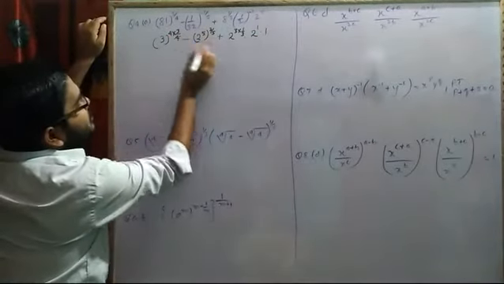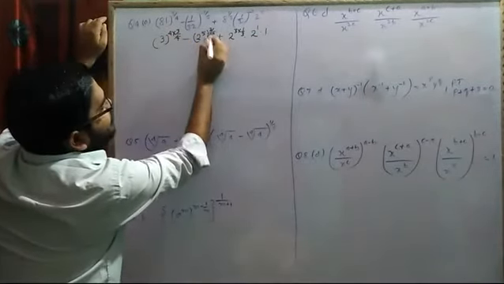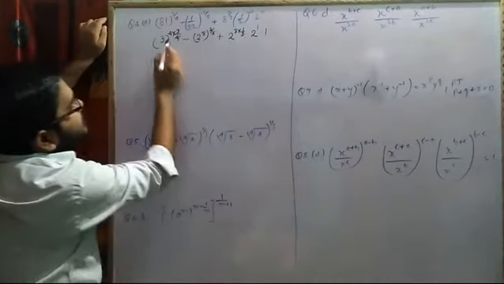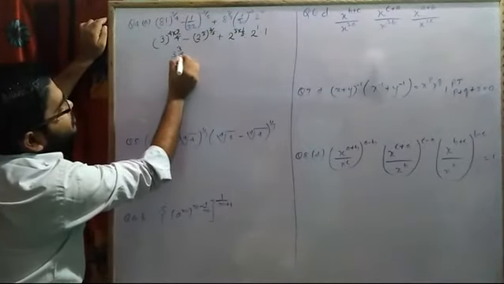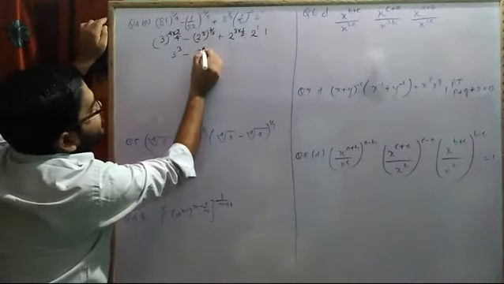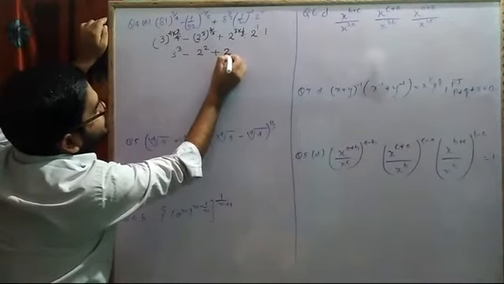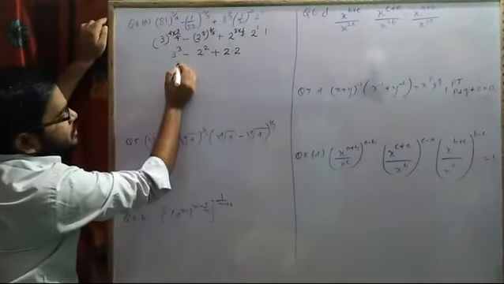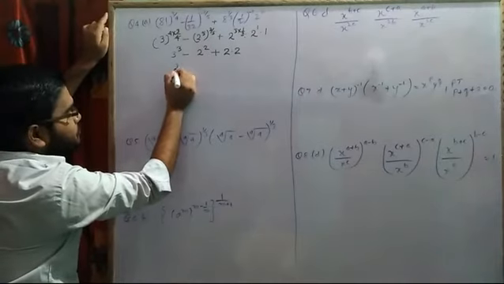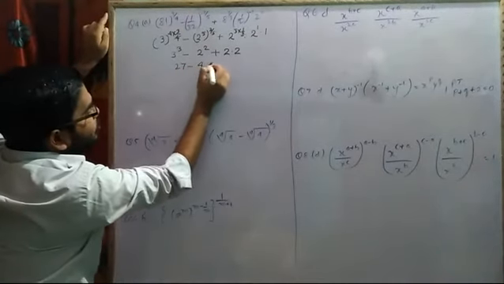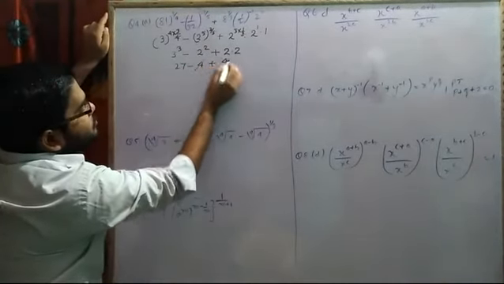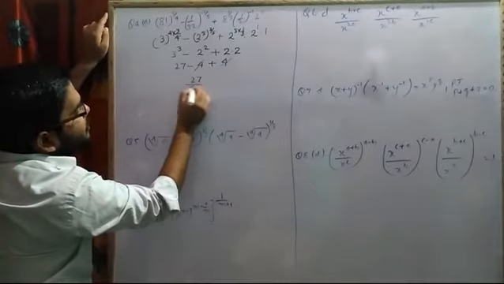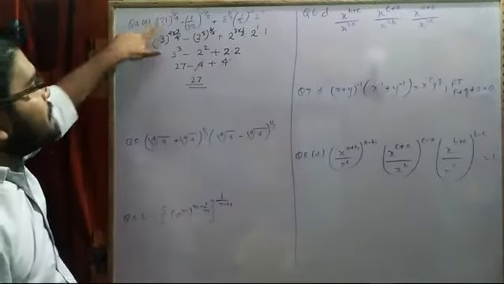Now 4 cancels here, 5 will be cancelled, 3 will be cancelled. So it will be like 3 raised to the power 3 minus 2 raised to the power 2 plus 2 into 2 raised to the power 1, 2 raised to the power 1, that means 2 only. So 3 3s are 9, 3 9s are 27, minus 4 plus 4. So plus minus 4 cancelled. So your answer will be 27. I hope this is clear.